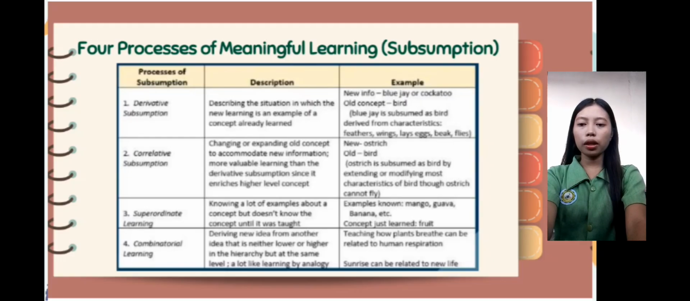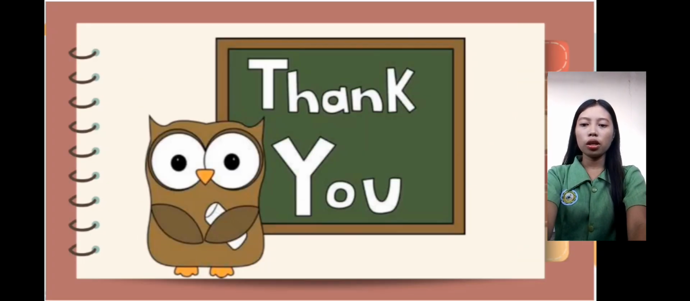The fourth is combinatorial learning. Description: deriving a new idea from another idea that is neither lower nor higher in the hierarchy but at the same level. A lot like learning by analogy. For example, teaching how plants breathe can be related to human respiration. Sunrise can be related to new life.